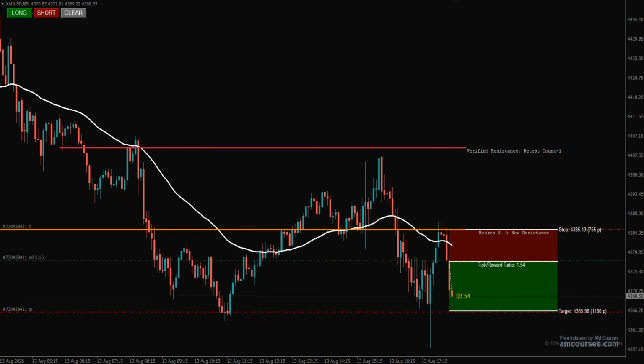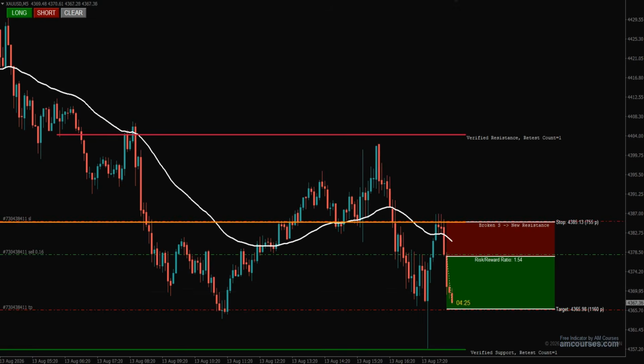Price does not hesitate here. It drops away from the level immediately and does not come back to test my stop even once, and the indicator flips the level again as price stays below it. Broken support, new resistance. Target hit. That one took about 13 minutes. And again, price carried on well past my target.